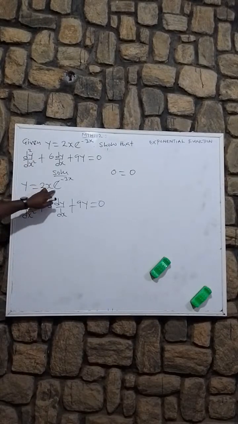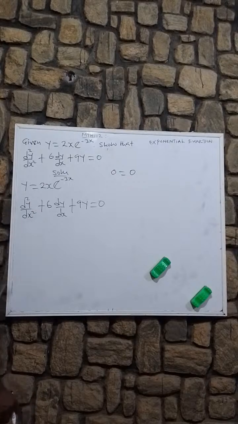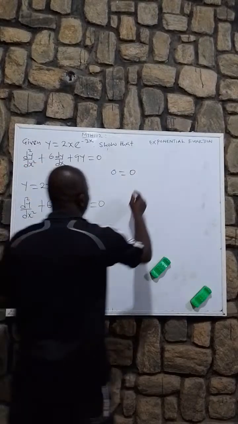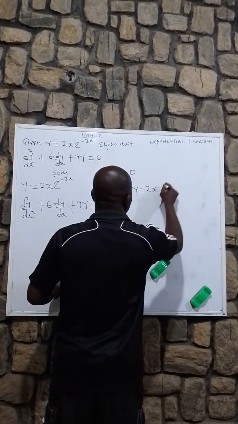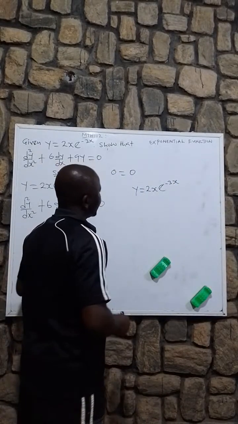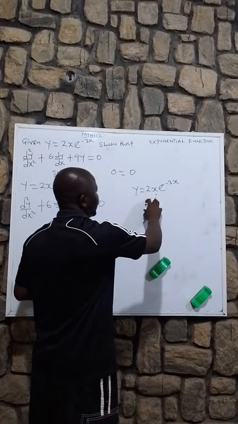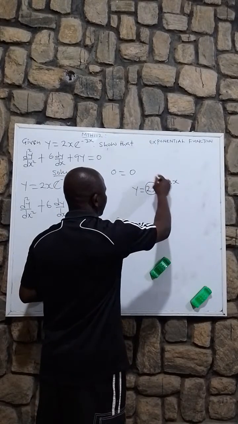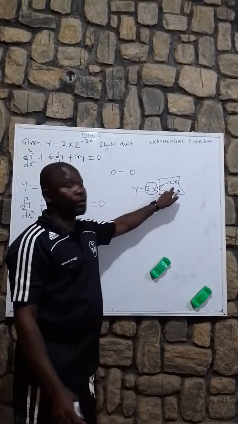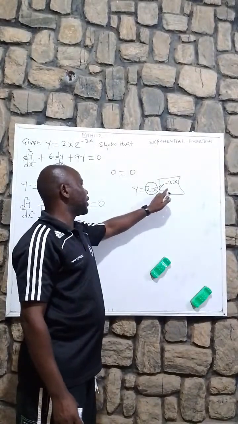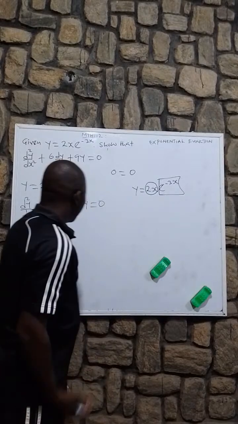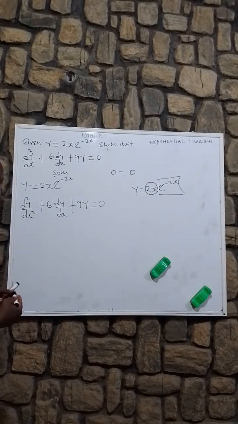We have to differentiate this function with respect to x twice. So let's differentiate. When you look at this function, we have 2x exponential minus 3x. As you can see, we have two functions multiplying each other. This is one, then this is another one. So we are going to use what? Product rule. But using product rule will take our time. We just differentiate it direct. Is that clear? We differentiate it direct.